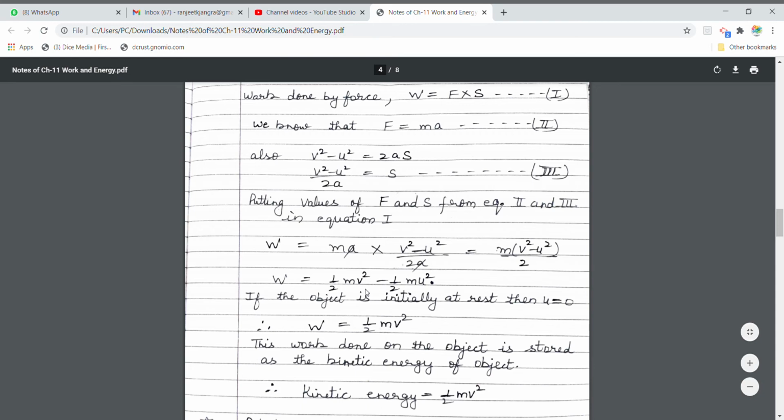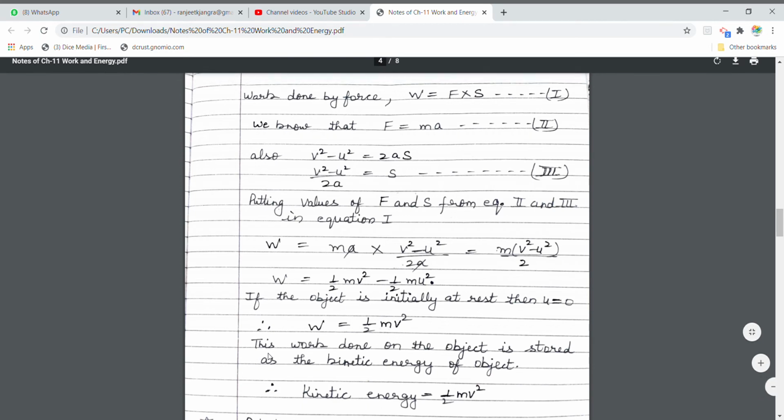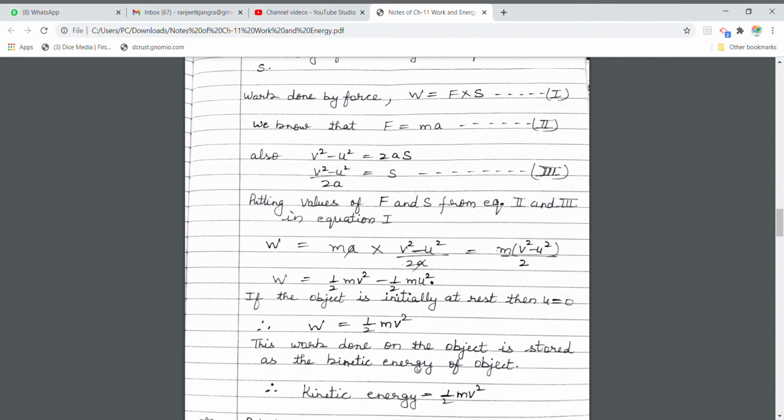But if the object is initially at rest, then u will be 0, and this equation becomes W is equal to half mv square. Now as I told you in the beginning, this work done on the object is stored as the kinetic energy of the object, therefore kinetic energy becomes equal to half mv square. So this is how the formula for kinetic energy is derived.